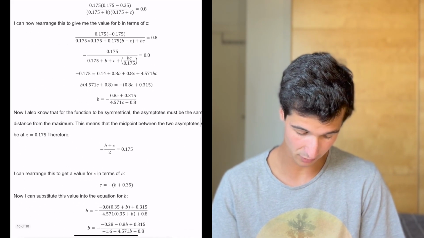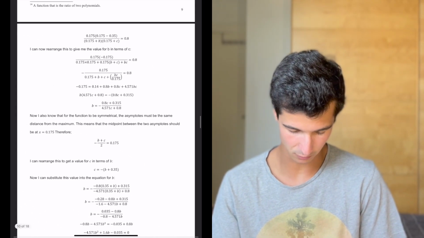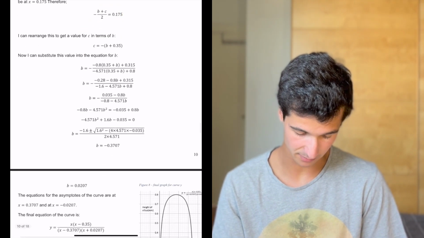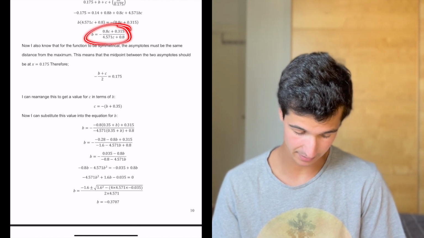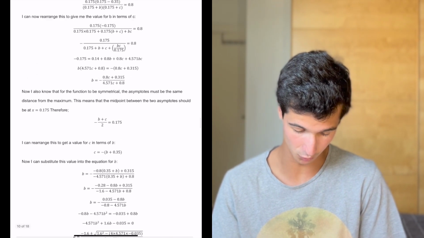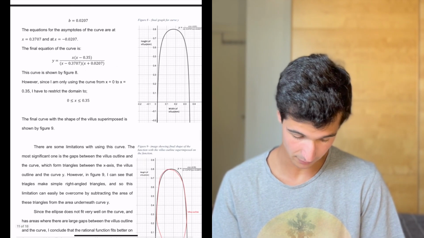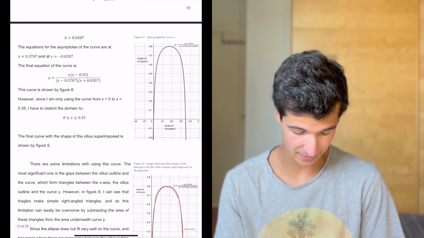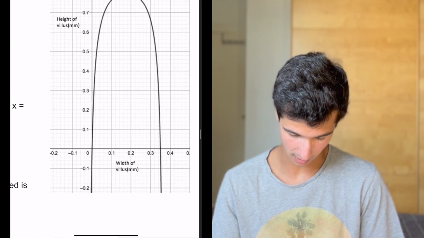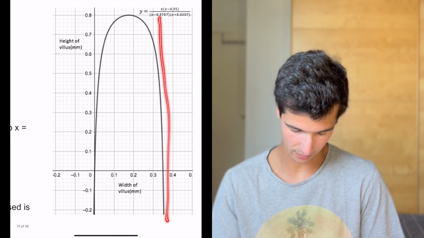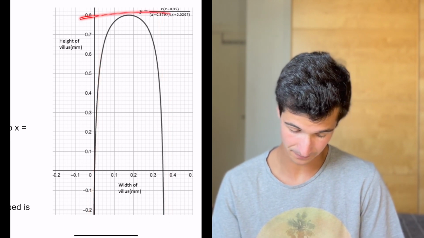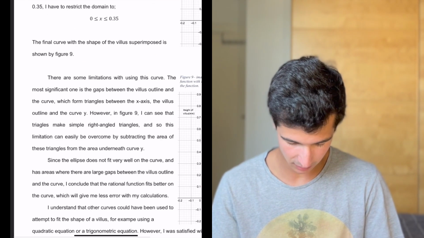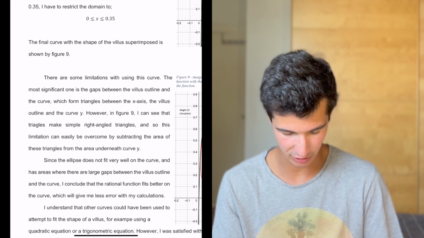So then I rearrange the equation. I literally just input into the equation, rearrange, and I get left with what b is. Therefore, I can get c in terms of b. Basically now, I sort of have simultaneous equations because I have two variables which I need to find. So in the end, I do find b, which is good. I then find the equations for the asymptotes. So I literally find these equations and this one. And now I have the final equation of the curve. That's really cool. Okay, the final curve with the shape of the villus superimposed is shown by figure 9.